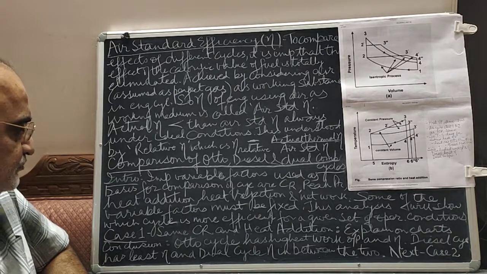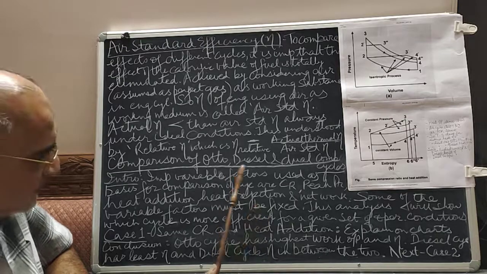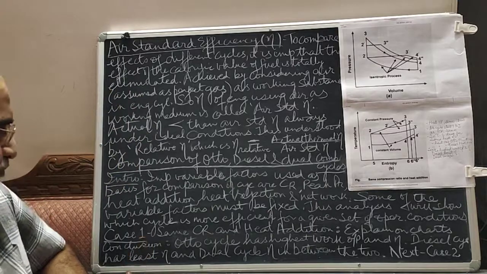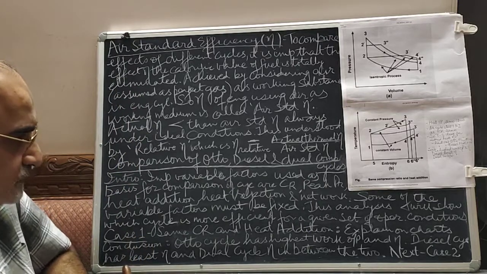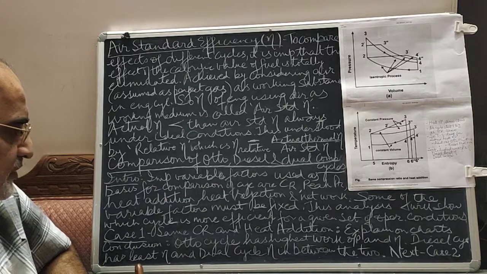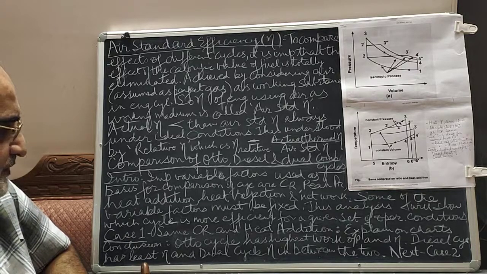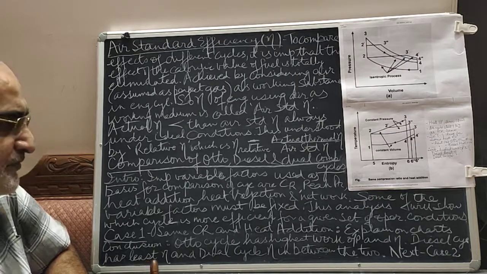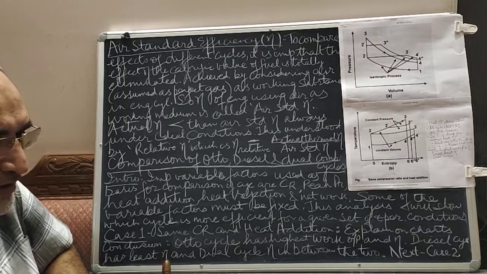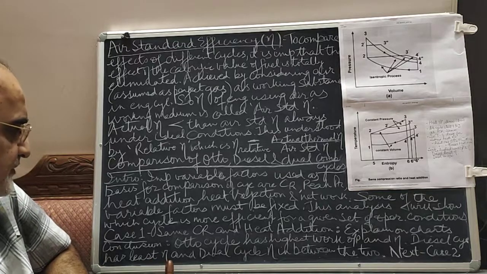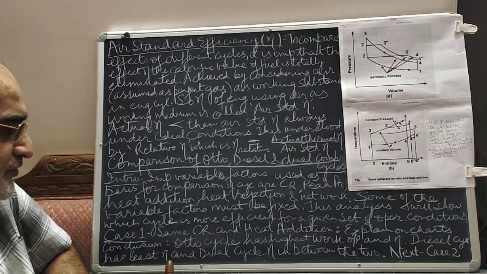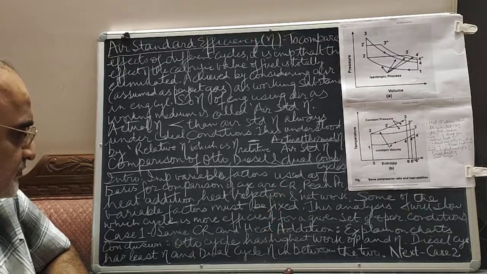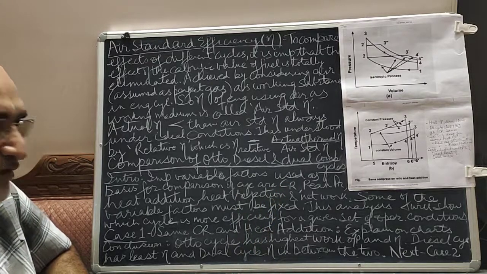Now we come to the comparison of the Otto, diesel and dual combustion cycles. Introduction. To make a comparison, it is important that variable factors are used as a basis for comparison of cycles. What are these bases which are used? We generally take, out of the ones which I am going to mention, two of them, and then we compare all the three cycles.